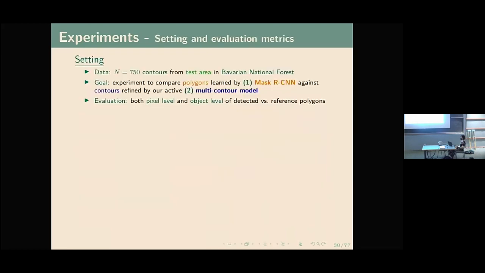So this is the setting of the experiments. The data consisted of that which we just showed earlier, 750 contours from the forest, which we could test on. The goal of these experiments is to compare the individual tree contour delineation performance between the mask RCNN, which we use as our baseline, and our multi-contour energy-based refinement, or active contour model, which we'll call ACM for now. The evaluation was conducted both on the pixel and object level.